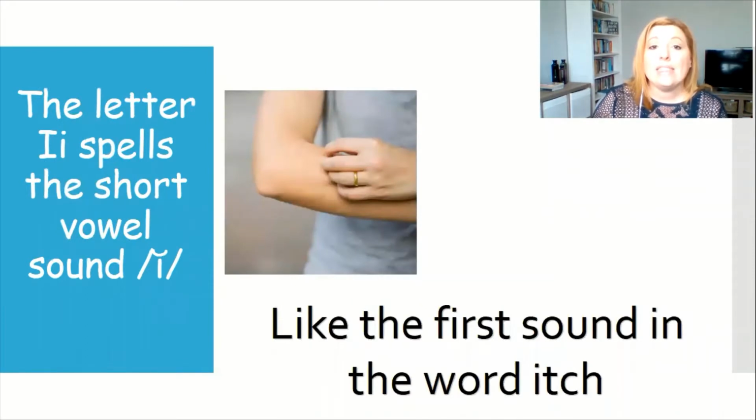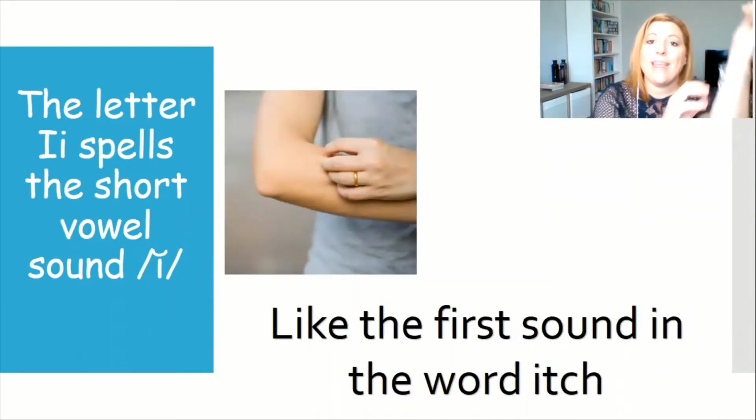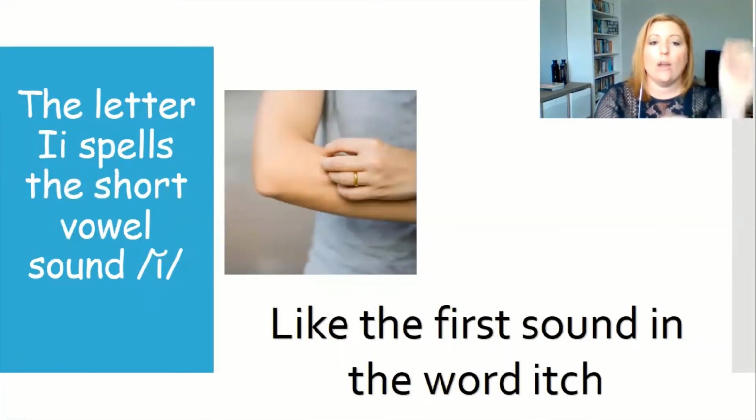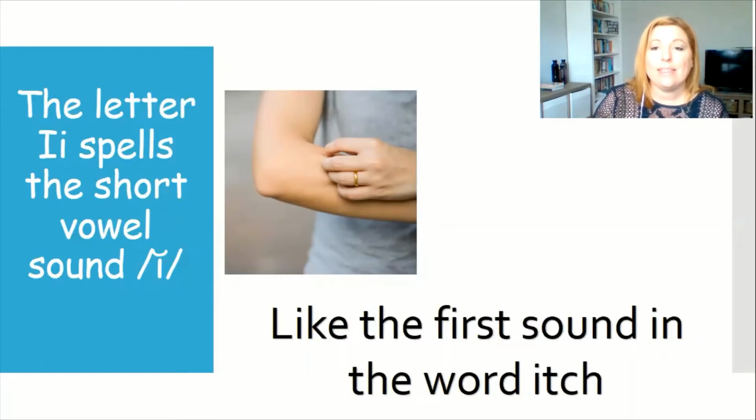The letter I spells the short vowel sound ih, like the first sound in the word itch. So pretend like you're itching your arm when you say the sound. You ready? Say it with me. The letter I spells the short vowel sound ih, like the first sound in the word itch.